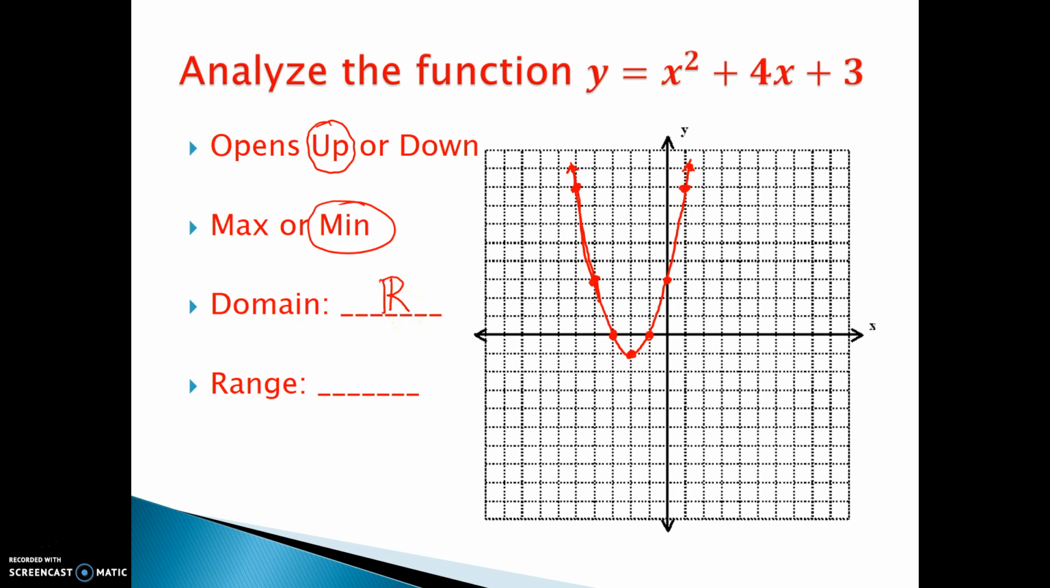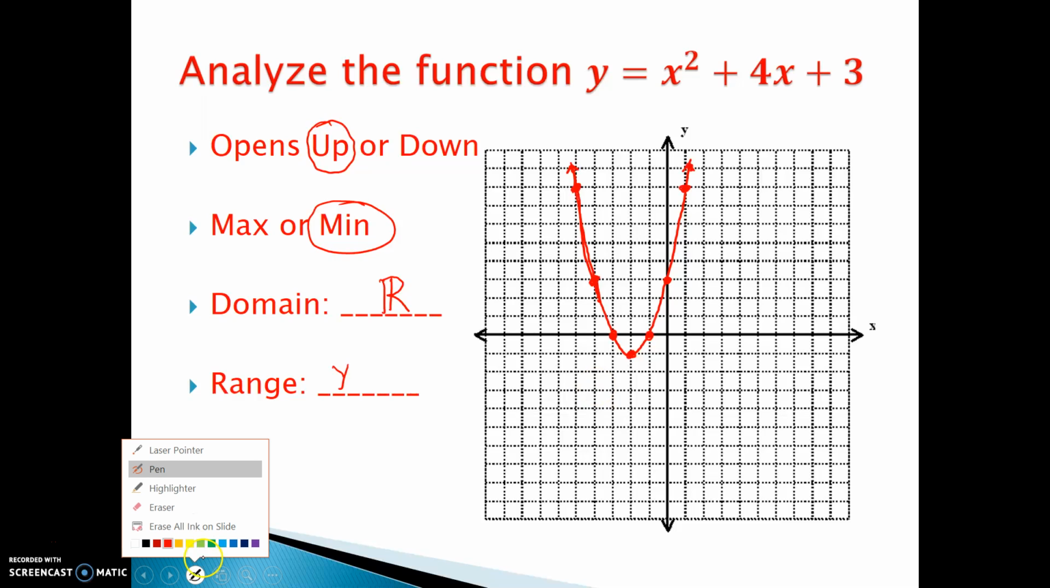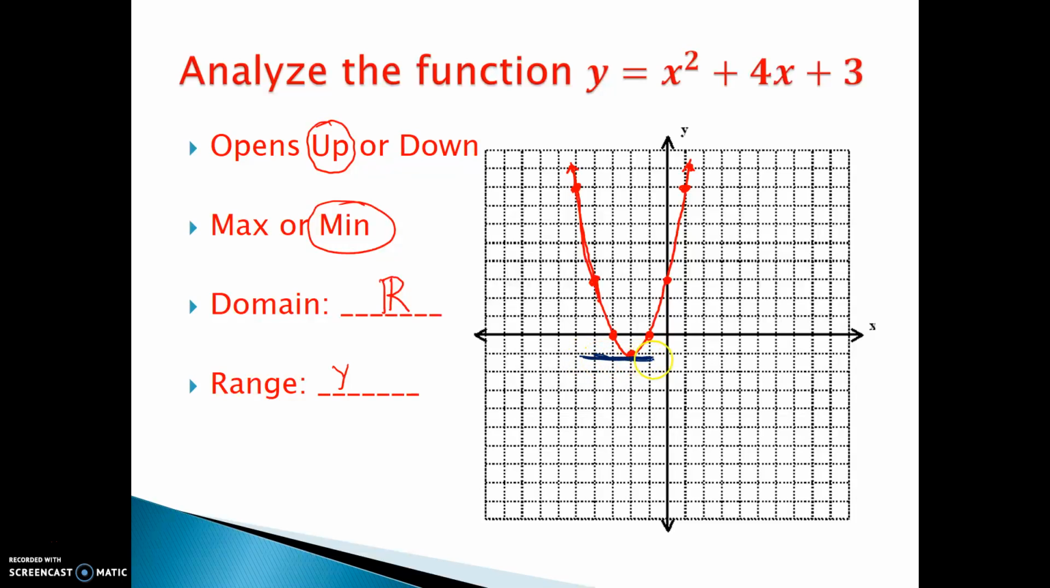As far as the range, take a look at all the y values. So I'm going to write y here. And if you guys notice, this parabola stays above a specific y value. If I go right here, the parabola never falls below that. So I want to figure out what that y value is. And that y value is -1. Okay, but is the parabola greater than, or is it less than that value? We know that it is above it. So we're going to say y is greater than or equal to -1. That is going to be my range.